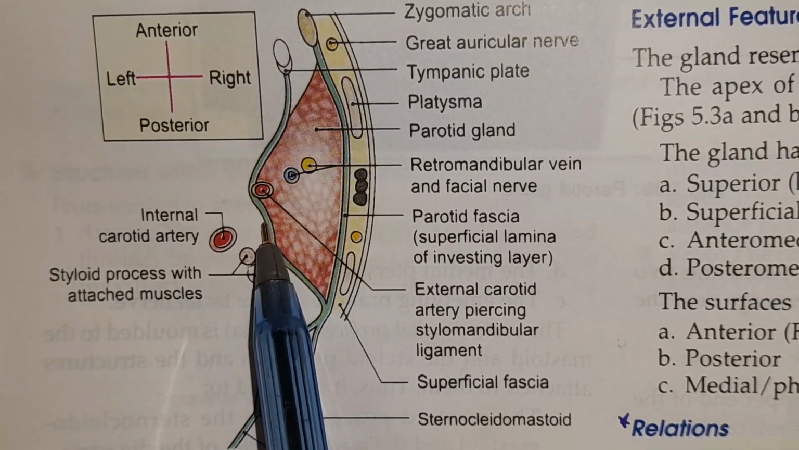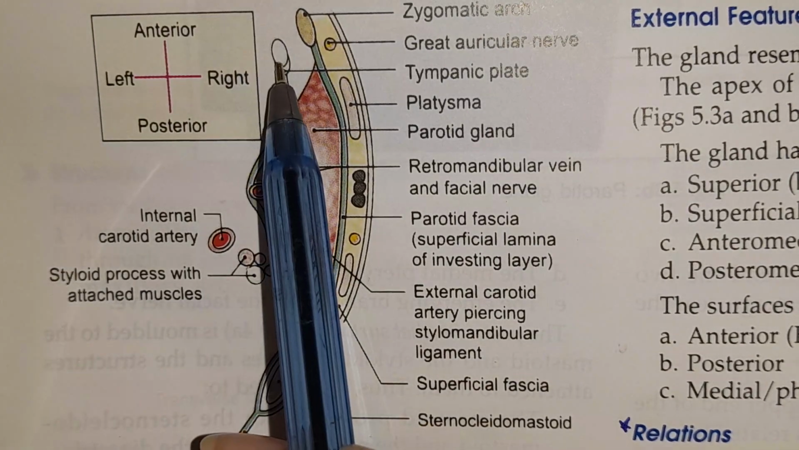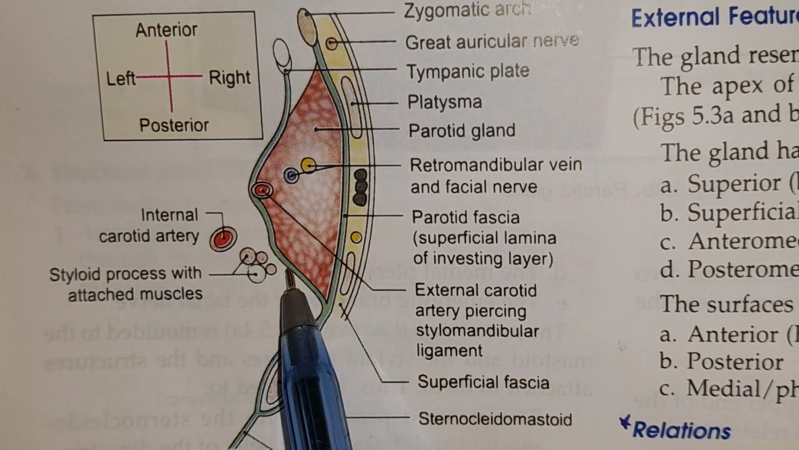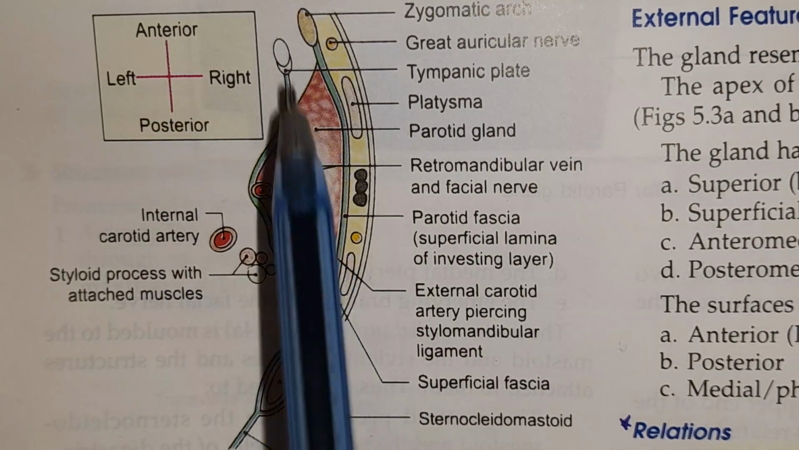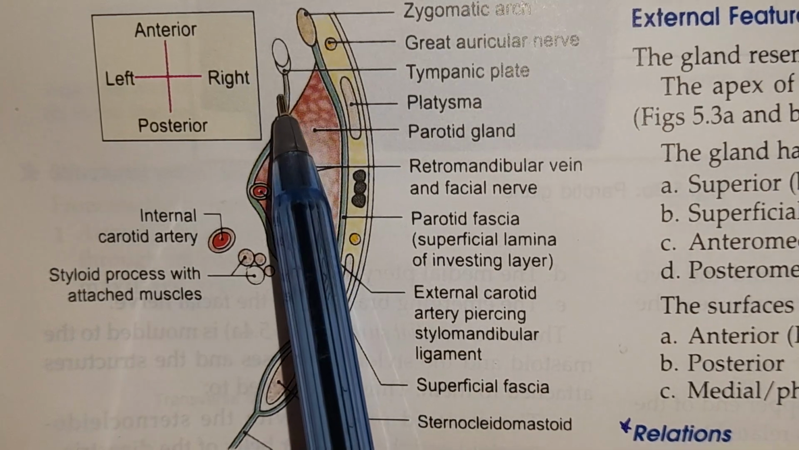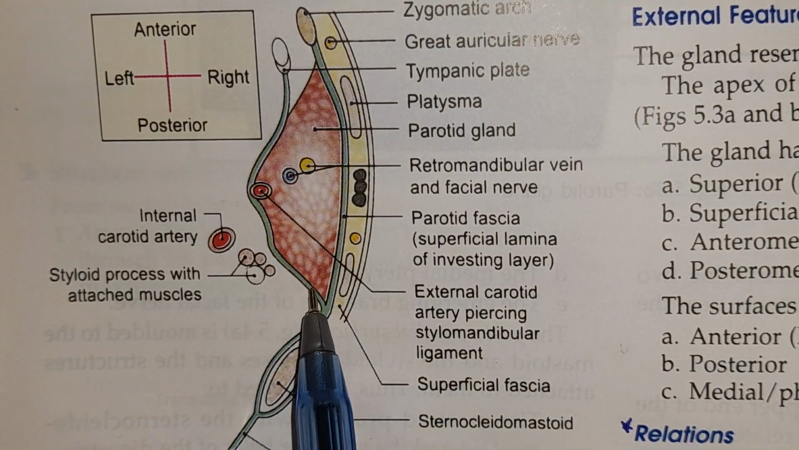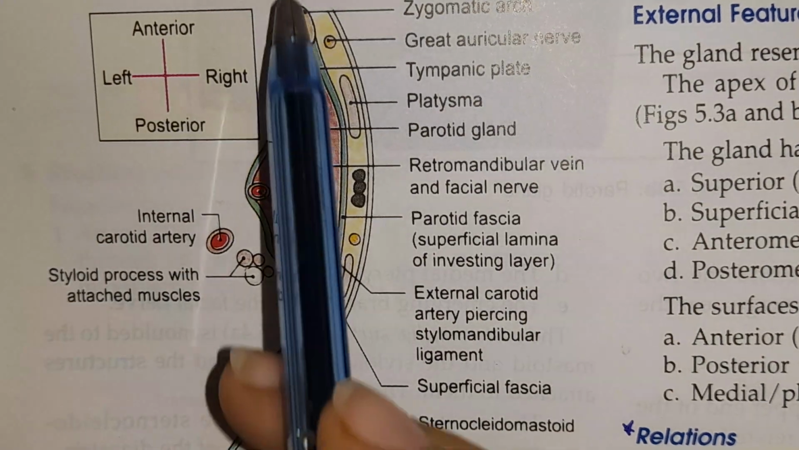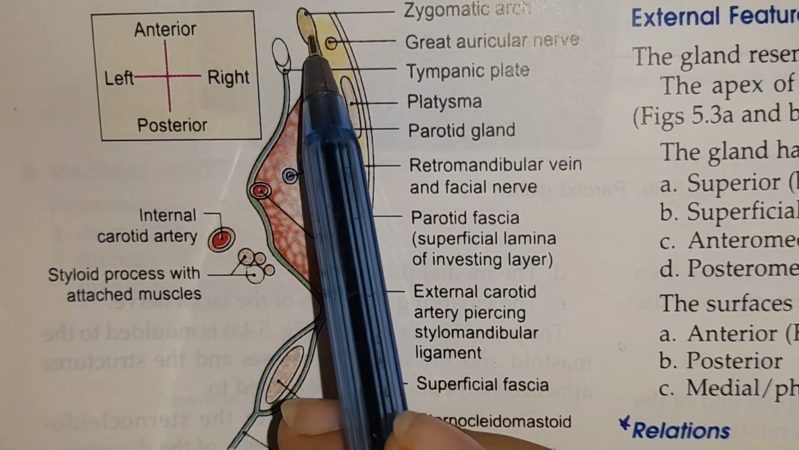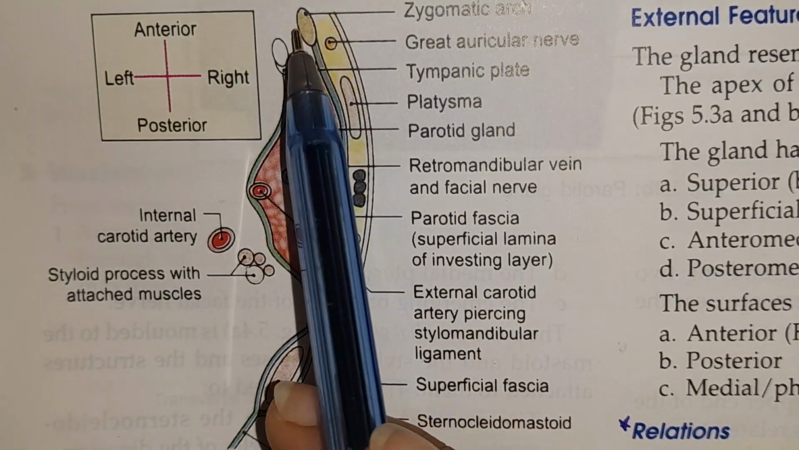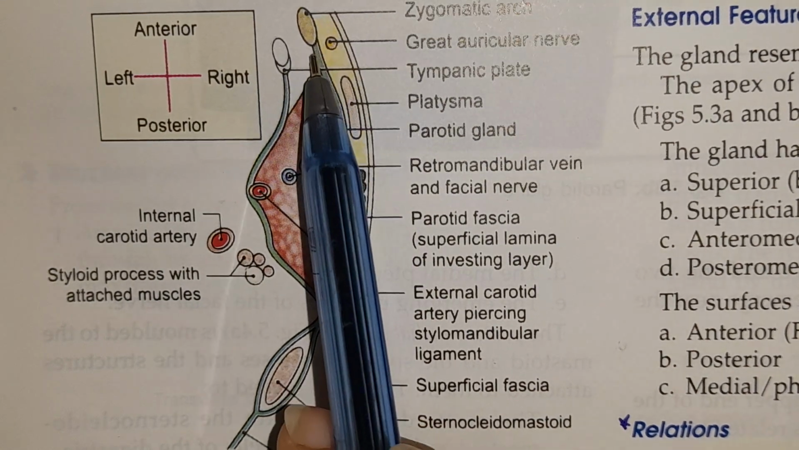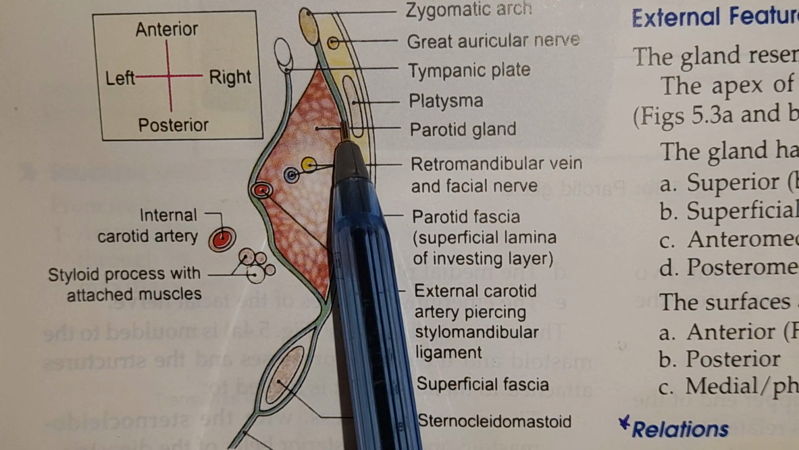It is thin, it is attached to the tympanic plate, also to the styloid process, and also to the angle and the posterior border of the ramus of the mandible. So the posterior or deep lamina is attached to the tympanic plate, the ramus of the mandible, and the styloid process. And this is the superficial lamina, which is superiorly attached to the zygomatic arch above, and it is known as the parotidomasseteric lamina.